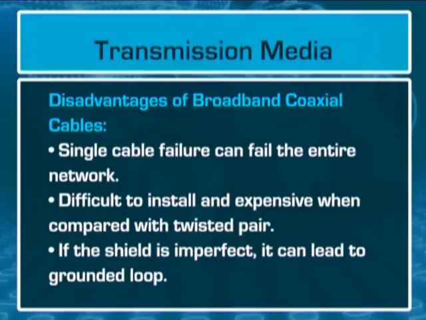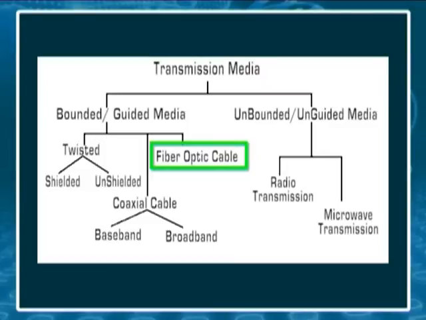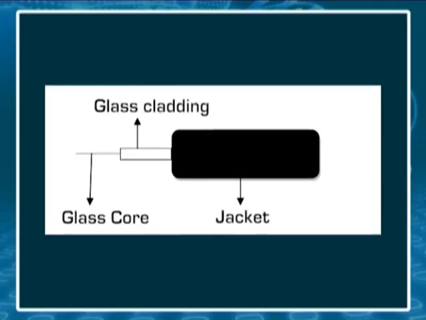Number 2, difficult to install and expensive when compared with twisted pair. And number 3, if the shield is imperfect, it can lead to grounded loop. Next is fiber optic cable. A fiber optic cable is made of glass or plastic and transmits signals in the form of light. Figure shows the optical fiber.